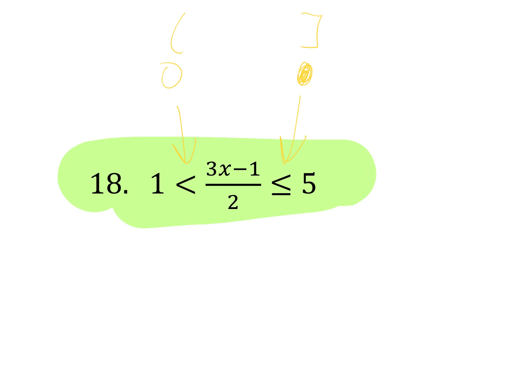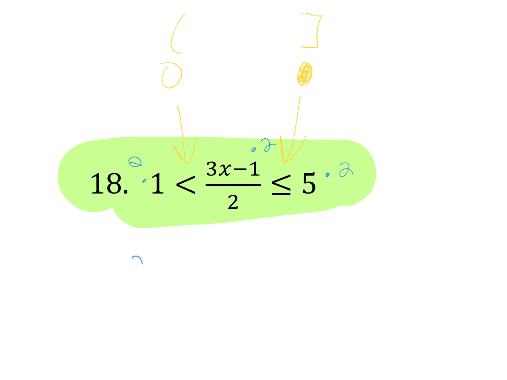Where is x? In the middle. Where are you going to color? 1 through 5. In the middle. Well, not yet 1 through 5, but I know what you're saying. So we want to get x by itself. So we have to undo everything that's happening to x. So in the middle here, we're dividing by 2. What's the opposite of dividing by 2? Multiply by 2. So you need to multiply every piece of your inequality by 2.